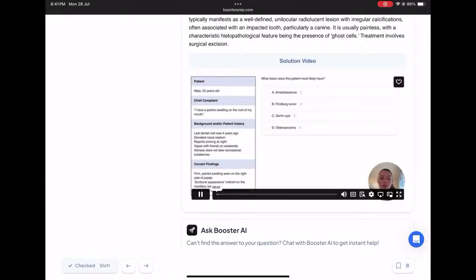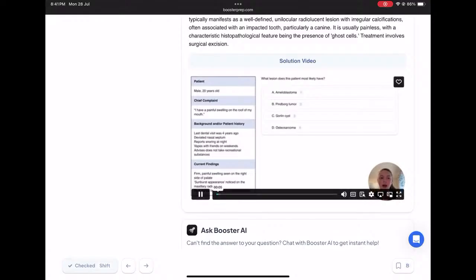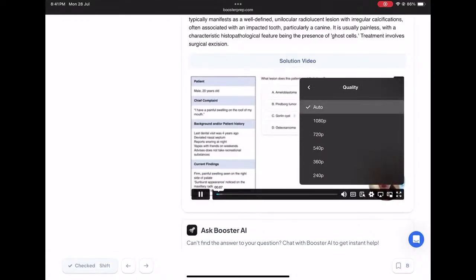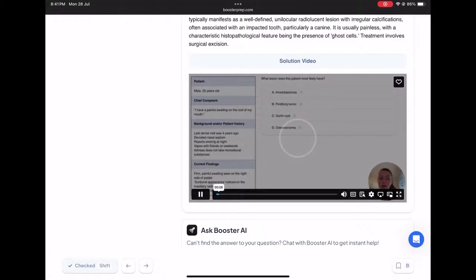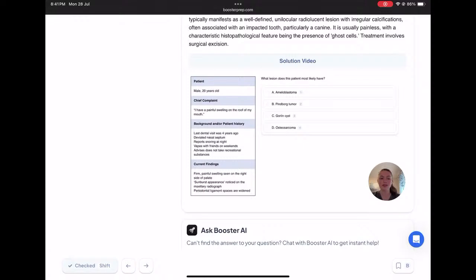We have a male, he's 20 years old, and he says, I have a painful swelling on the roof of my mouth. We're given a lot of background information that we don't really need to focus on right now. Now, let's focus on the findings. We have a firm, painful swelling seen on the right side of the palate. It has a sunburst appearance noticed on the maxillary radiograph, and the periodontal ligament spaces are widened, and we need to know what this patient most likely has.